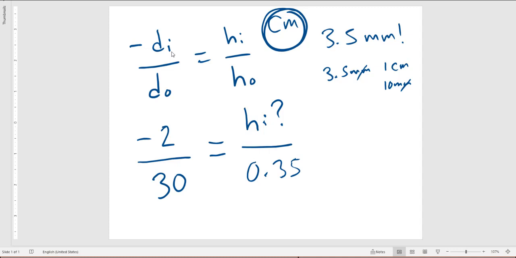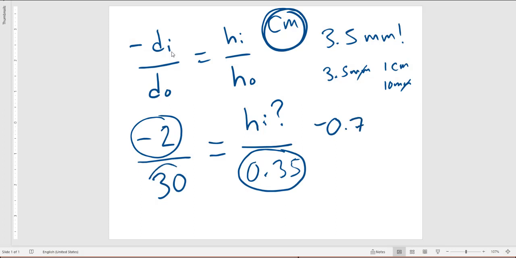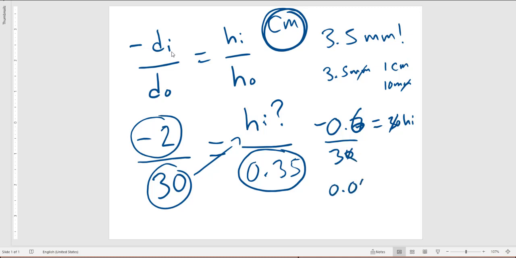So now I need to solve for hi. So I'll just rearrange: 0.35 times negative 2 is negative 0.7, equals 30 hi. So divide by 30. So negative 0.7 over 30. I'm going to make this 7 into a 6 and just say that's about the same. So I have 0.6 divided by 30. If I divide by 10, 0.06. Now I divide by 3, negative 0.02 centimeters.